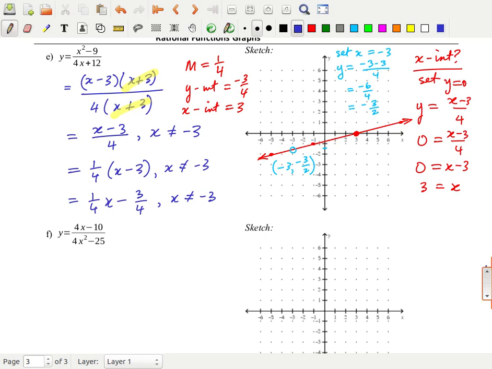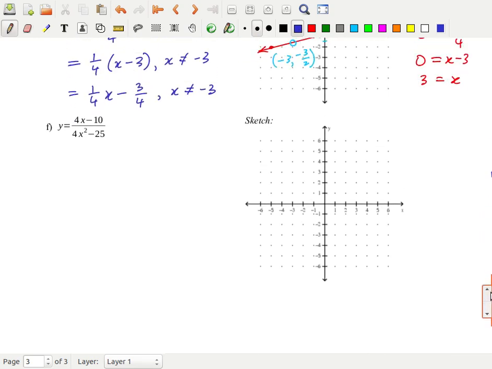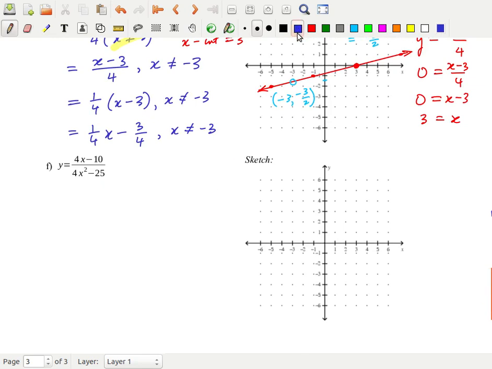And I believe that we are on the last example here. We are. So always thinking common factors first. Common factor between 4 and 10 is 2, giving me a 2x minus 5. And then I've got a difference of squares, 2x minus 5, 2x plus 5 for the difference of squares.